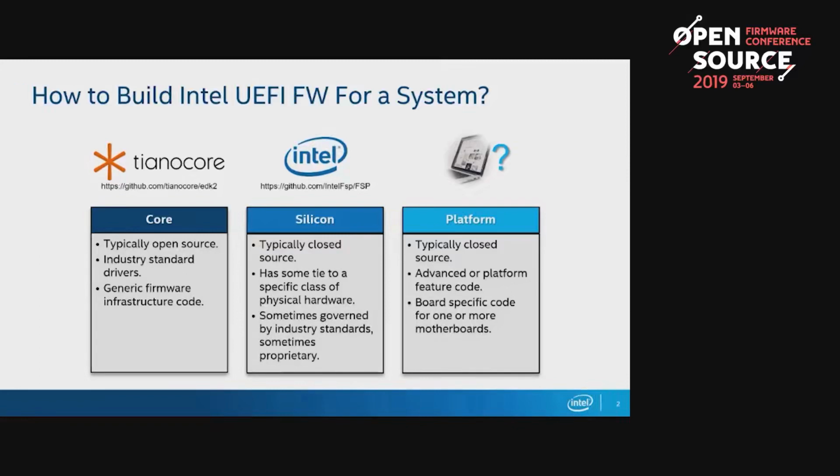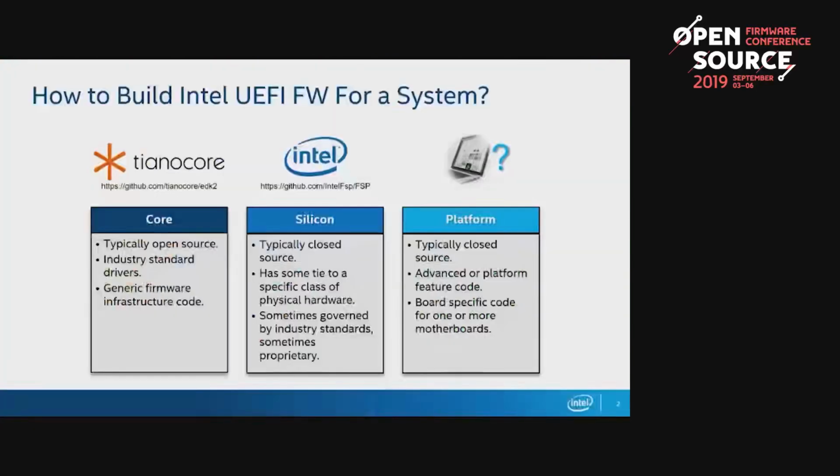On the silicon side, as a silicon vendor, we distribute our silicon initialization code in the form of the Intel Firmware Support Package, or FSP binary. This is typically closed source code. It's a way for us to distribute proprietary code and make it easier to integrate that into other bootloaders. For example, coreboot, U-Boot, and EDK2 can all call into this opaque binary using the interfaces described in the Intel FSP specification. So as a silicon vendor, we provide the silicon init code in the form of that binary.